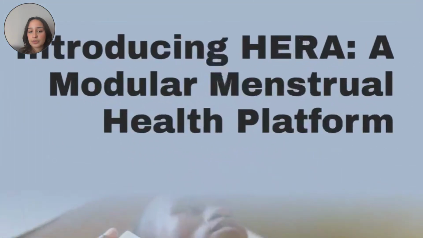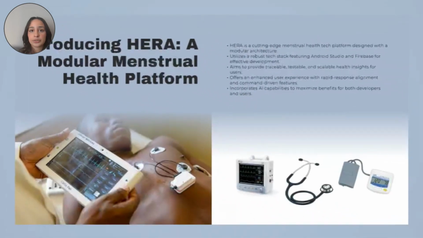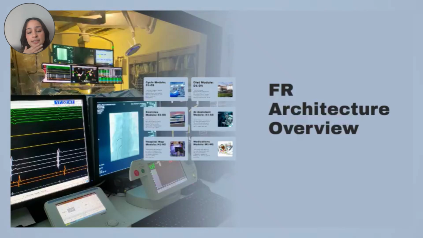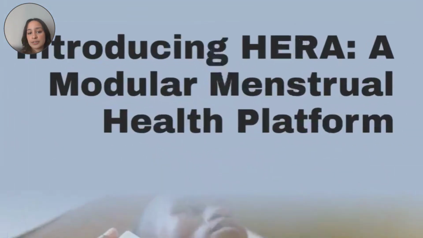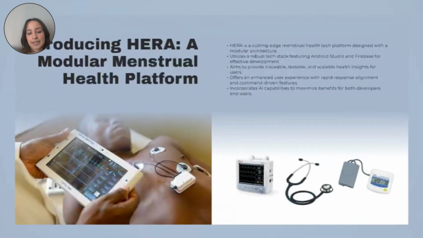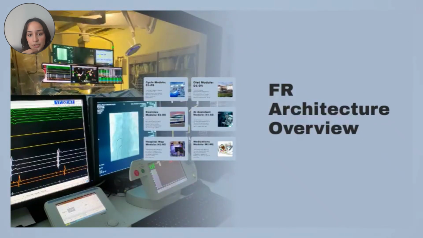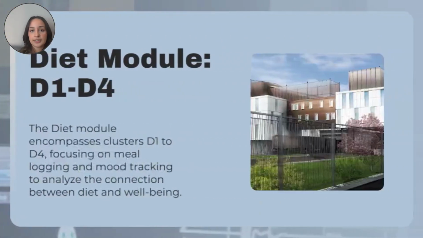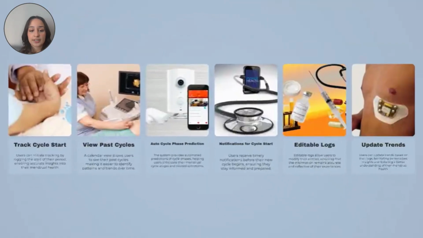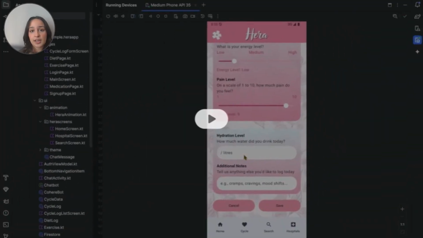HERA is made with a modular architecture using Android Studio, Jetpack Compose for the front end, and Firebase for the back end. Here's the functional requirement architecture: five modules, for cycle mode, diet, exercise, medication, AI assistant, and hospitals as well. We're going to see the functional requirements later on in the presentation. For the cycle tracker, users can track the cycle, view past cycles, notifications, edit, delete, and update trends.